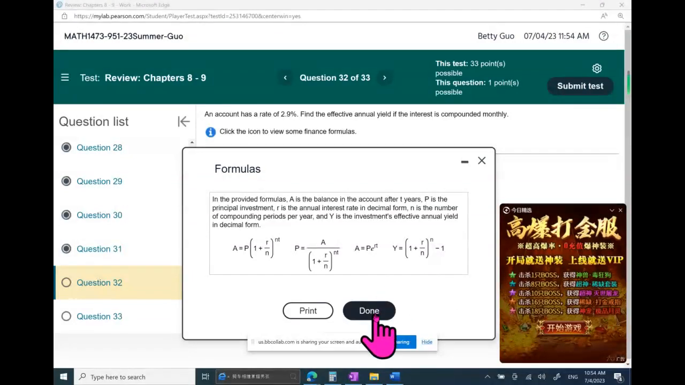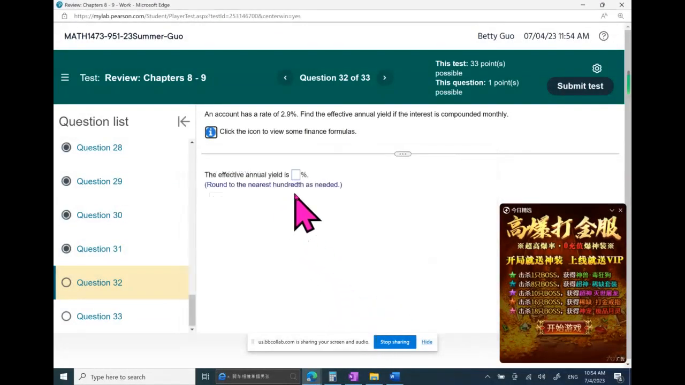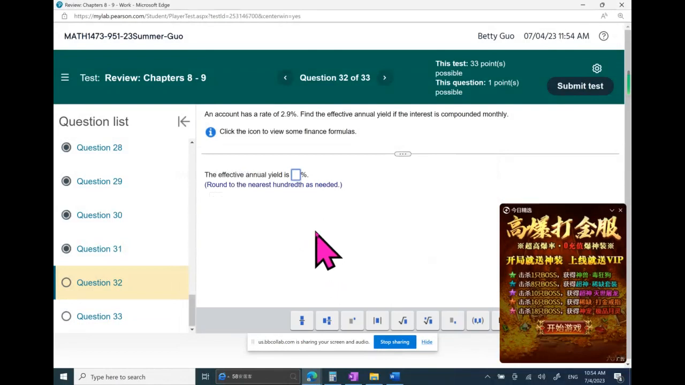Round to the nearest hundredth as needed. So I'm going to enter 2.94. Be aware, the right answer, your effective rate, would not be far away from the nominal annual interest rate. Okay, so this seems right. Let me double check my formula. Yeah, just plugging in. That's correct.